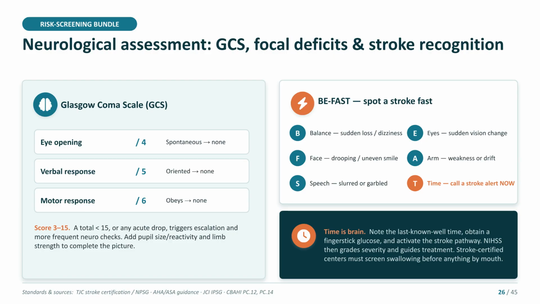For neurological assessment, the Glasgow Coma Scale provides a consistent framework for monitoring. When suspecting a stroke, use the BE-FAST acronym: balance, eyes, face, arms, speech, and time. If a stroke alert is activated, ensure the patient remains NPO until a formal swallow screen is performed.